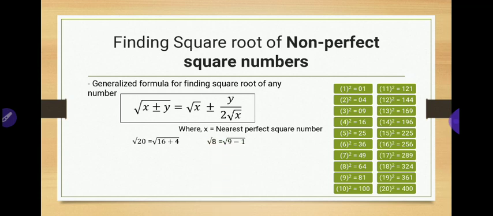Now suppose you want to find the square root of 8. In that case, it is square root of 9 minus 1, that is, x in that case will be 9 and y will be 1, and you will take the sign as a minus, because 9 minus 1 will be 8. So if you understand what x is and what y is, then you can solve the problems very easily, because the formula is very simple.